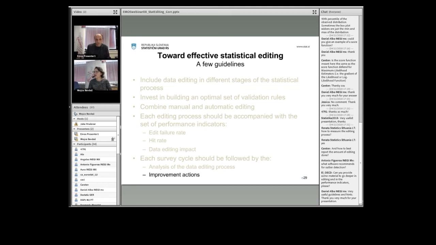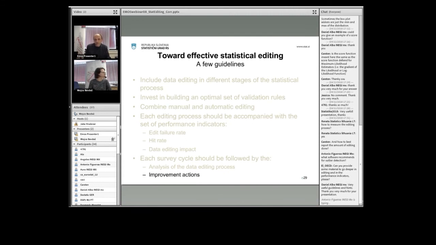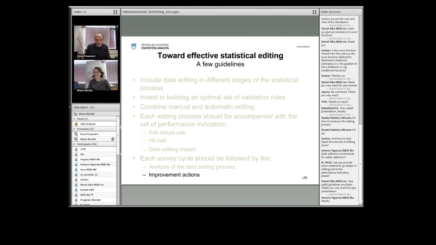Okay, what software recommendations for outlier detection would you have? It's difficult to say because you have a lot of these software packages. I can say from my experience that SAS offers quite a good range of tools for detection. R is now emerging and it has more and more options for detection of outliers. I think these two packages are at the moment the most actual and the most used also in official statistics. And there is a constant war among them, but I won't go into this.